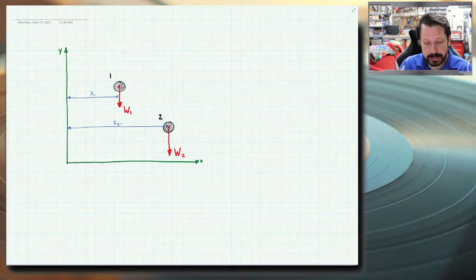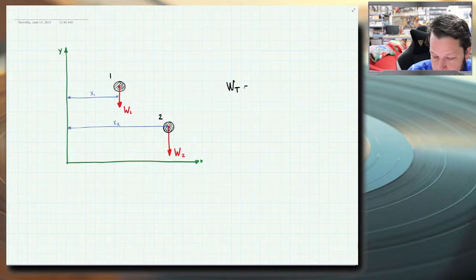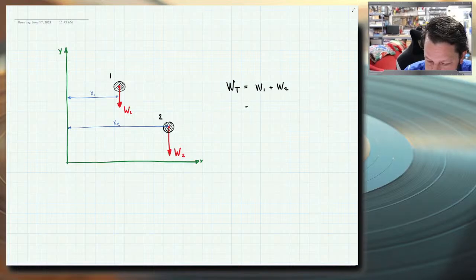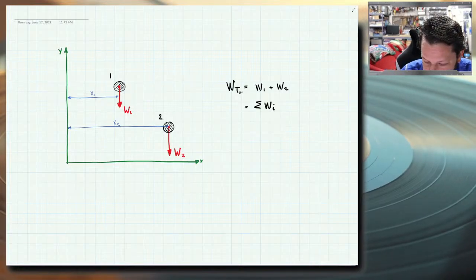But if I wanted to create an equivalent sphere, a single sphere that had the same kind of effect weight-wise as these two spheres, kind of like replace the two with one single larger sphere, where would I put it and how much would it weigh? It's relatively easy to figure out how much it would weigh. It would just weigh W1 plus W2. That would be the total weight. So that's relatively straightforward. And if I had a whole bunch of these, I could just say that that equals the summation of all of the weights. However many I have, I just add them all up. So the total weight, this T here I'm talking about is total.